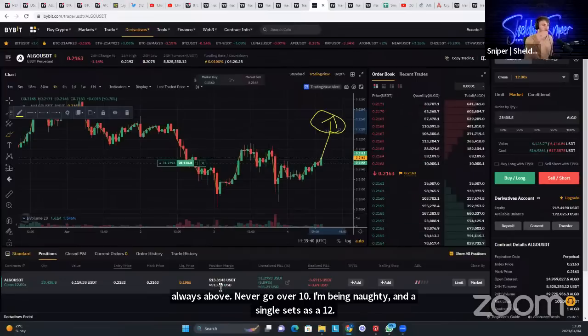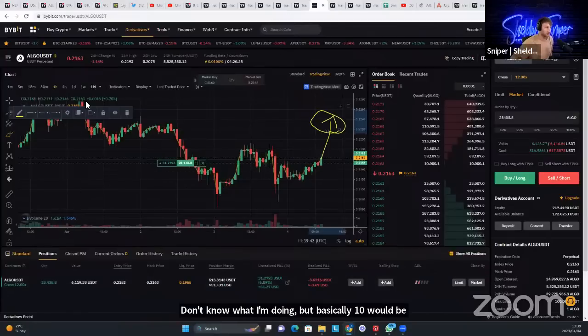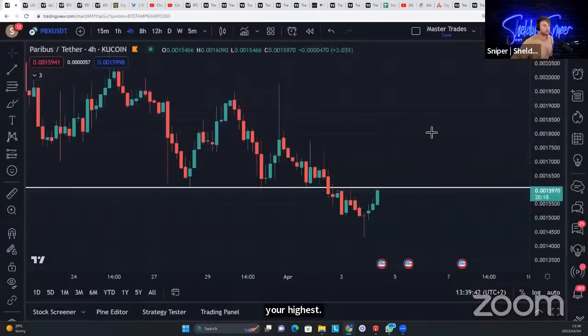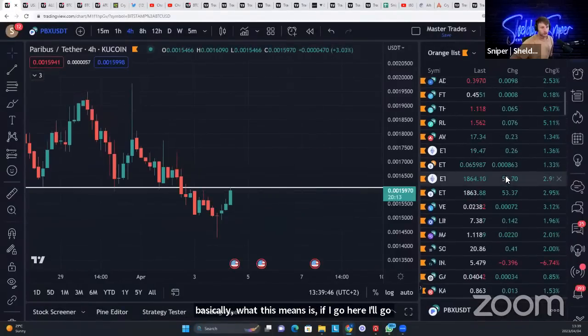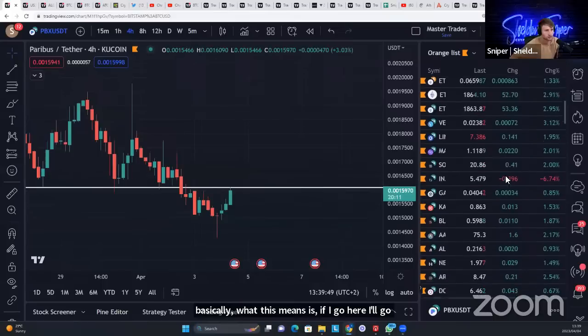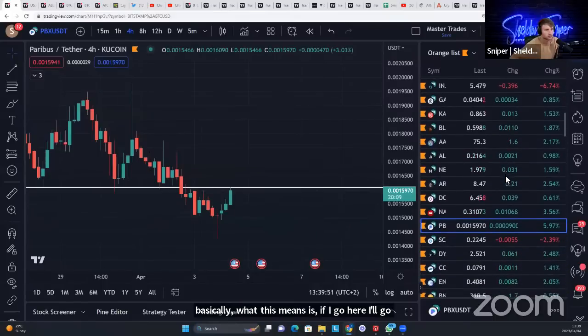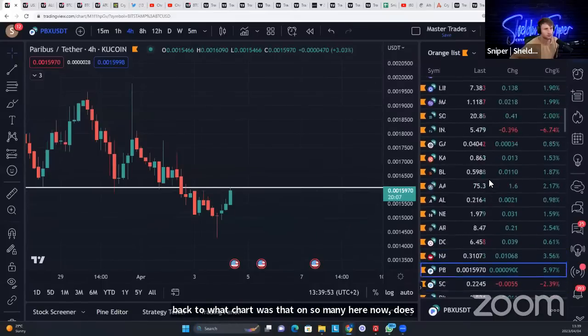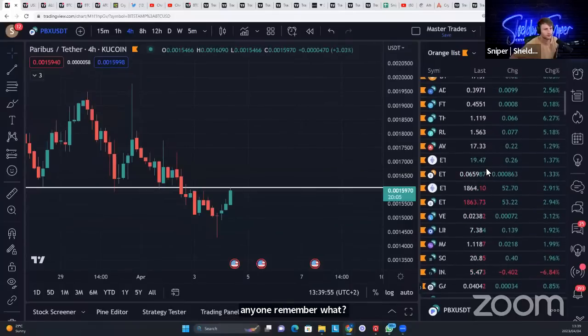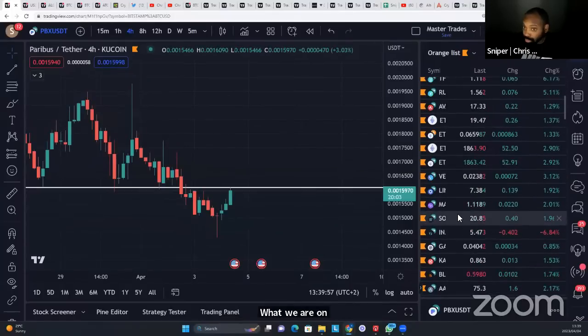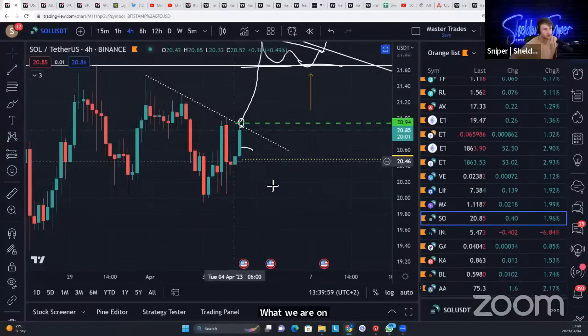But basically 10 would be your highest, but this is where the skill comes in again now, because basically what this means is, if I go here, I'll go back to what chart was I on? So many here now. Does anyone remember which one I was on? Sol. Okay, so let me explain this again now.